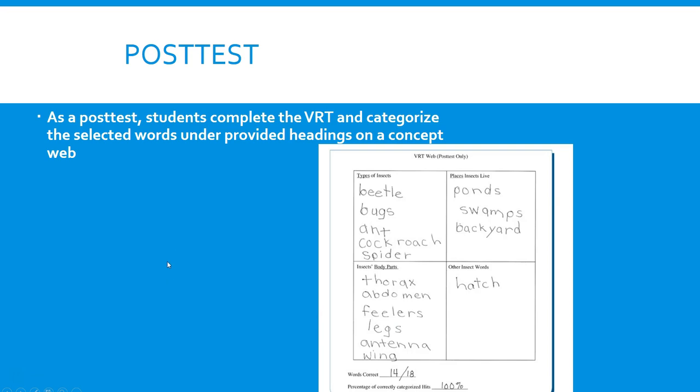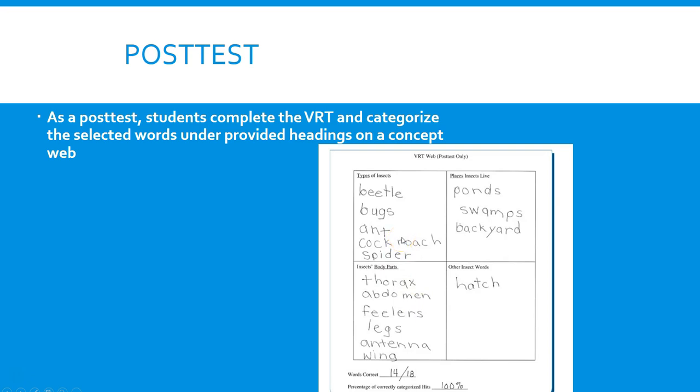As a post-test, you can have the students complete both the recognition task, but also categorize those selected words under headings that you provide on what's called a concept web. This is a type of graphic organizer where the students take the words from a particular unit. These are actually types of insects, so they're not related to the previous example that we just saw. But these would be types of insects, places they live, insects' body parts, and then other insect words. And then students would have to classify or categorize them. Okay, and again, this shows a deeper level of knowledge.